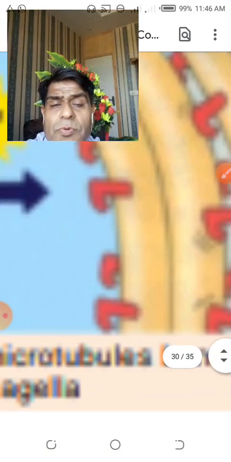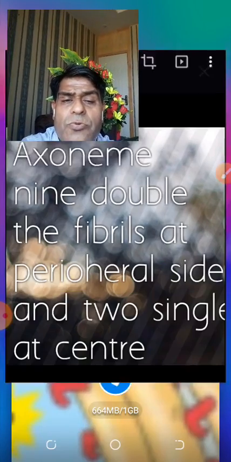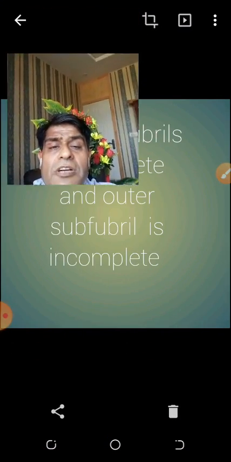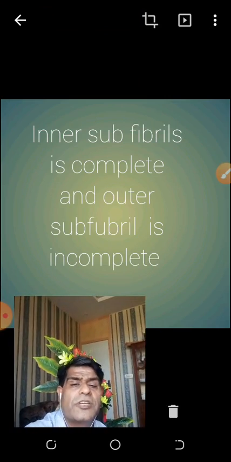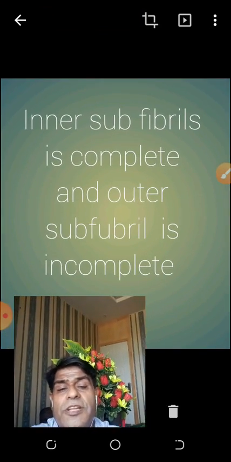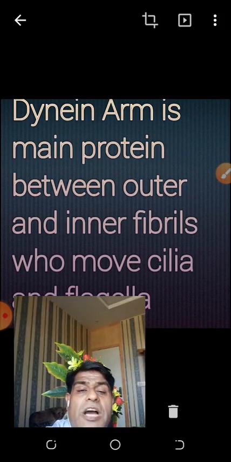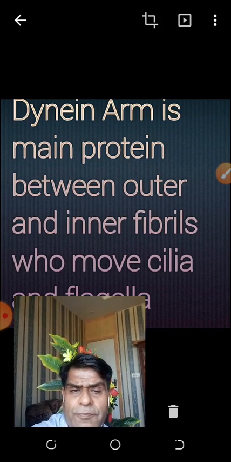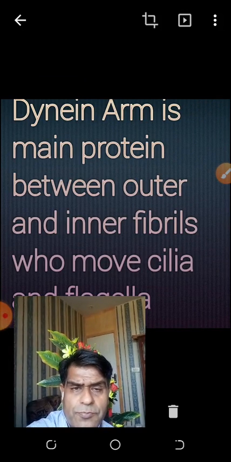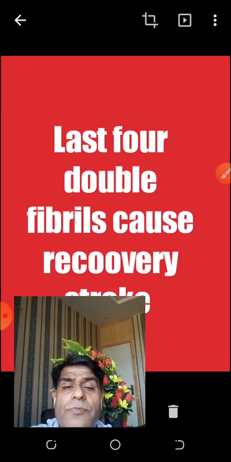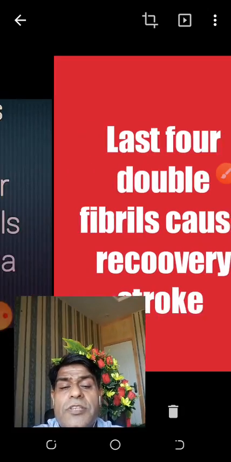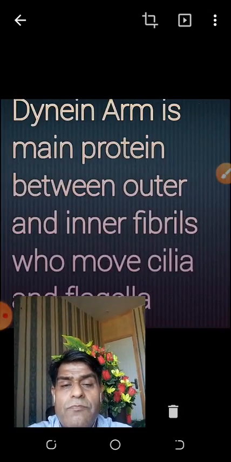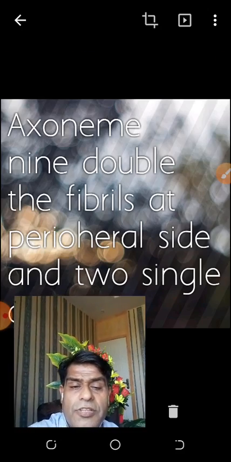And this was the information I had to provide you in this lecture. Now we will see one slide once again, because we were watching the slides also. In this slide, the inner subfiber is complete and the outer subfibril is incomplete. Now we go back: the dynein arm is the main protein between the outer and inner fibers, and it moves the cilia and flagella. And we'll go to the next one. The last 4 fibers cause the recovery stroke, which I will teach you in the movement and locomotion caused by the cilia.